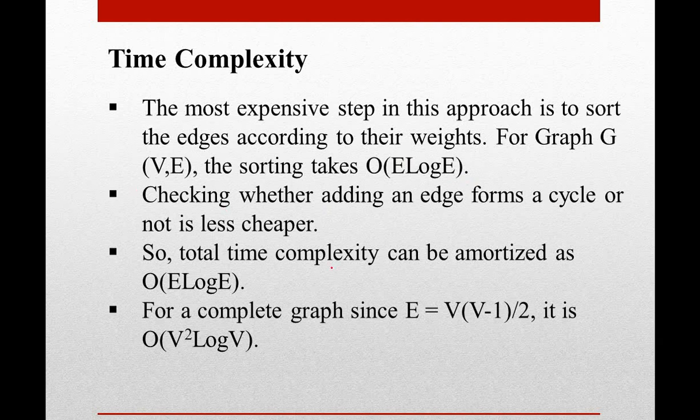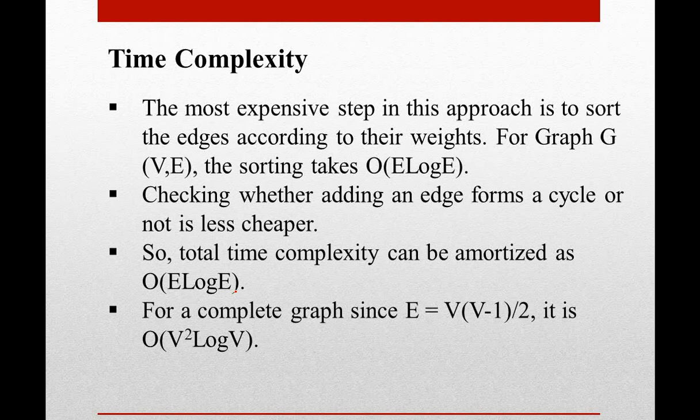So E log E. Checking whether adding an edge forms a cycle or not is not very difficult. The find union thing is a very simple one, because it's not costlier than this sorting approach. So obviously you can ignore that while calculating the time complexities. Its total time complexity can be amortized as order of E log E for a complete graph, because a complete graph is the maximum connectivity graph you can create for any set of vertices.